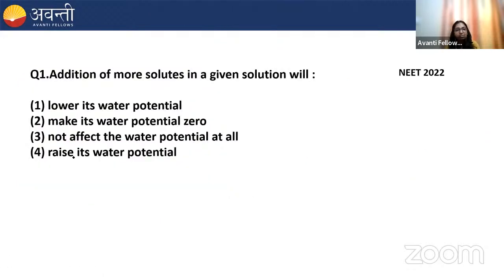Now we are moving on to some questions. The previous year question. First question says: addition of more solute in a given solution will... Option 1 says lower its water potential. Option 2 says make its water potential 0. Option 3 says not affect the water potential at all. And option 4 says raise its water potential. So what do you think? What will be the correct option for this question?